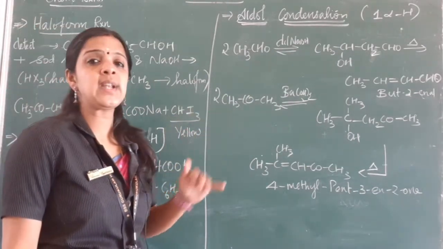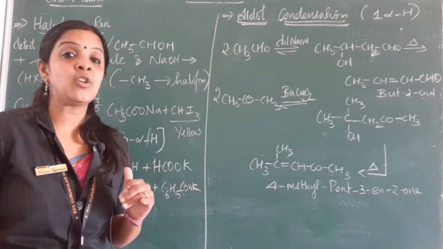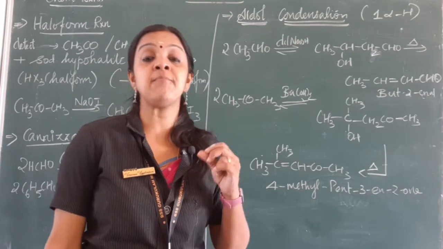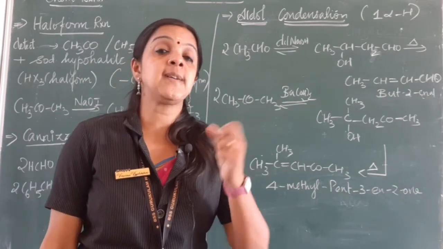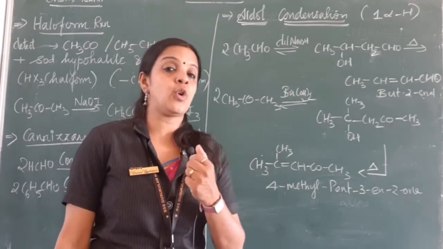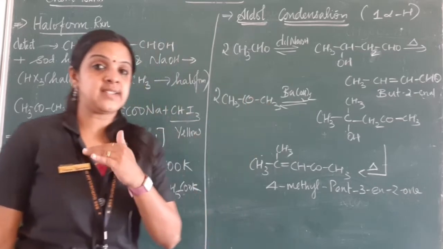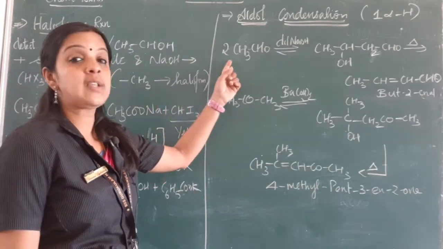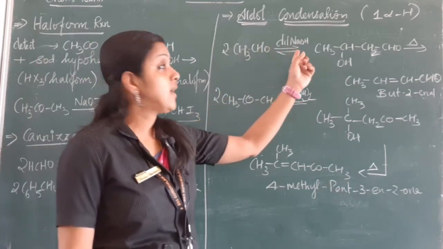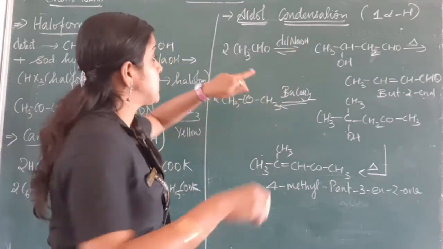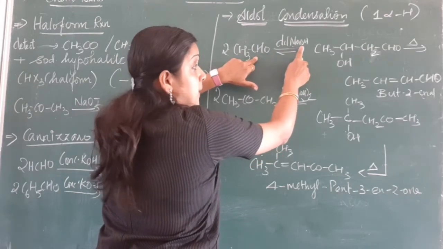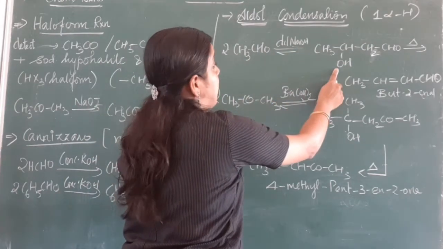The next one is very important, which we call aldol condensation. We have learned that in a condensation reaction, mainly some small molecules like water are lost, that is, removal of water molecules. So here, 2 molecules of acetaldehyde, when treated with dilute sodium hydroxide, get an OH group added here.